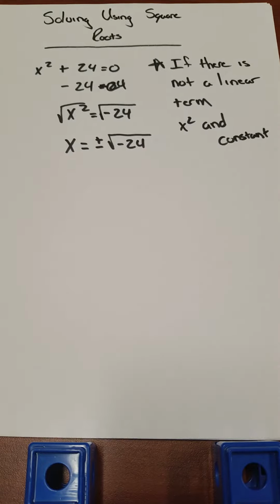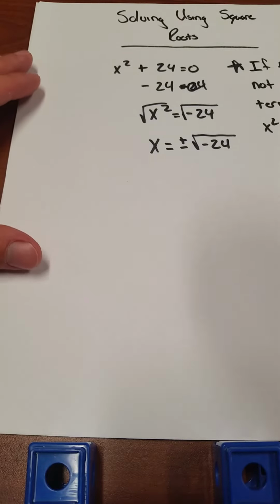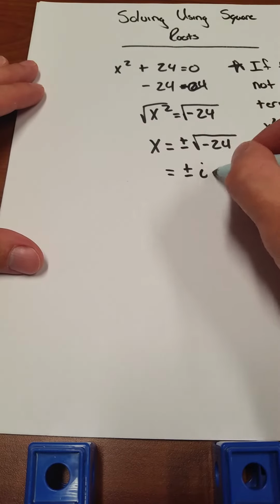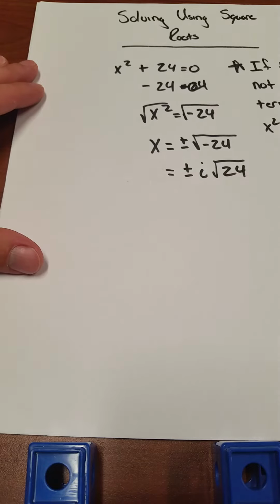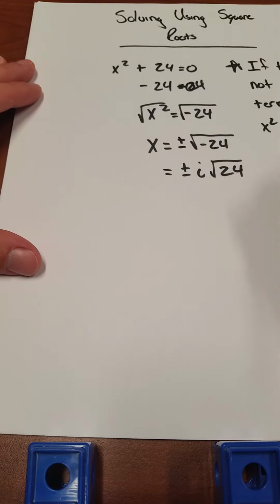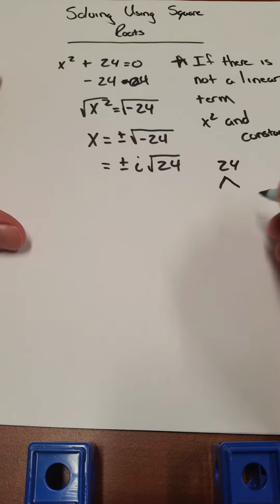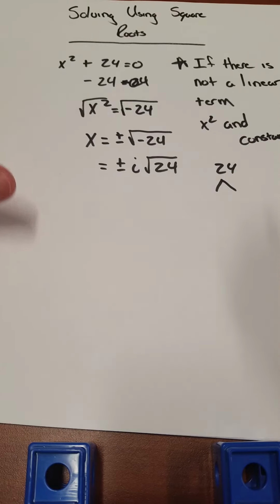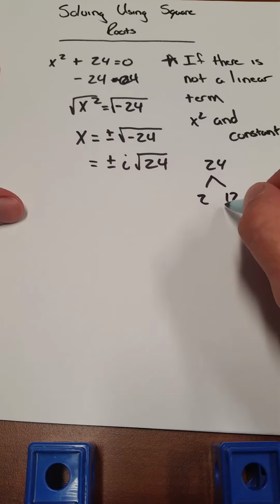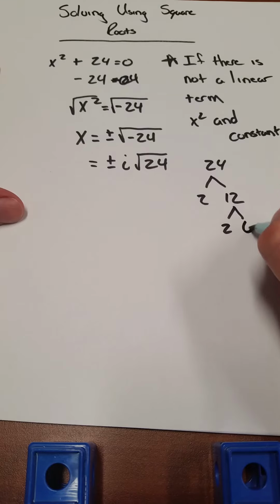Now, if you remember our previous discussions, every time we have a negative underneath the square root, we've got to take out our i's. So let's go ahead and rewrite that: plus or minus i square root 24. Now we need to take an additional step and break down 24. So 24, remember, only dividing by 2's, 3's, 5's, 7's, and 11's. So 2 and 12, 2 and 6, and then 2 and 3.